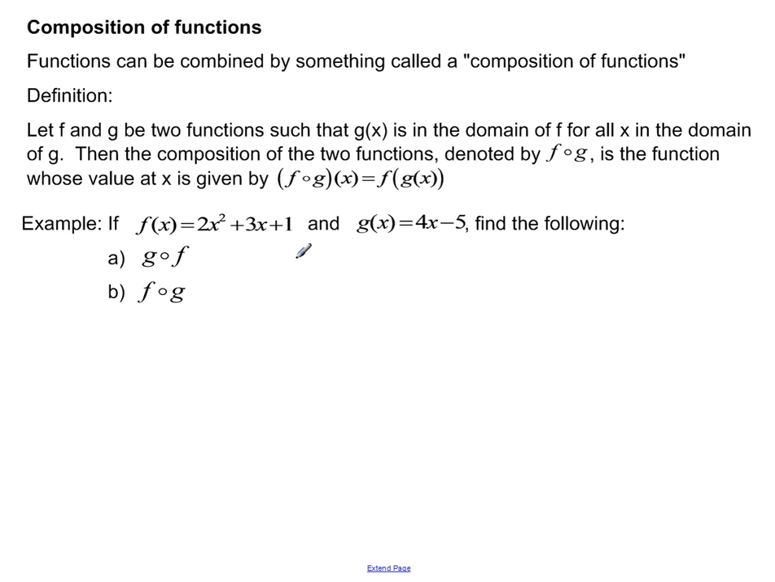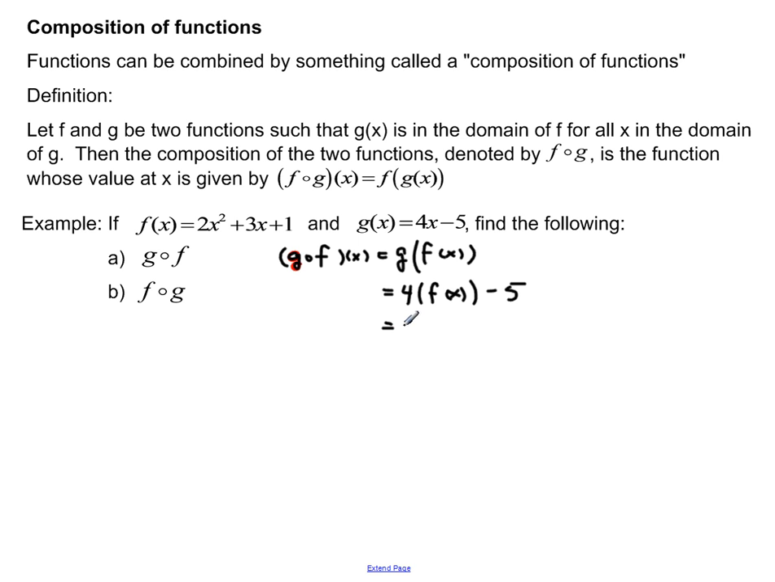All right, well, g of f of x, this is our notation, actually means that everywhere we see x in the function g of x, we're going to replace it with f of x. In essence, it's like saying, well, if g of x is 4x minus 5, then take 4 times whatever f of x is and subtract 5 from it to get the new composition of functions.